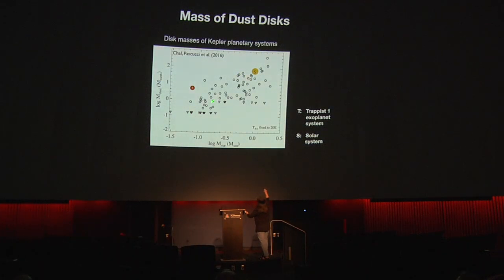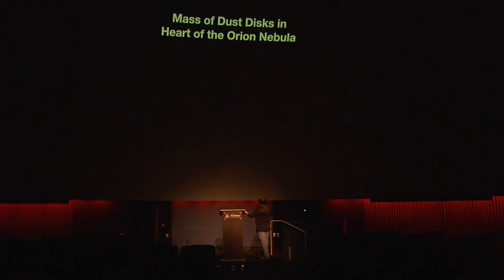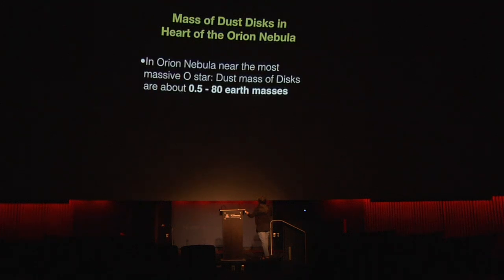So now this is the distribution here, and this is the old so many of the Kepler planetary systems that are measured. And TRAPPIST-1 is right there actually for the mass-wise. So what do we see? We measured the disk in Orion Nebula. The harsh region is about 0.5 to 80 Earth masses. That is not Jupiter mass. It can't form Jupiter.